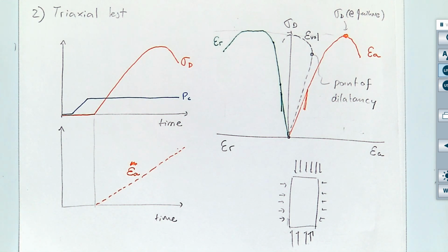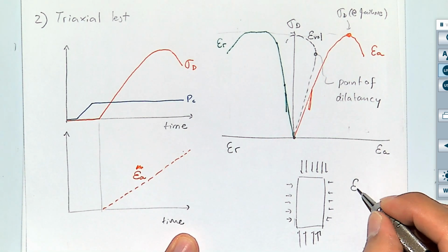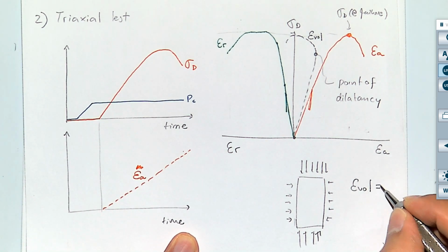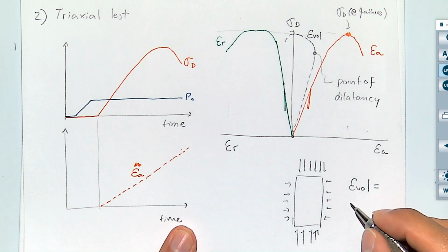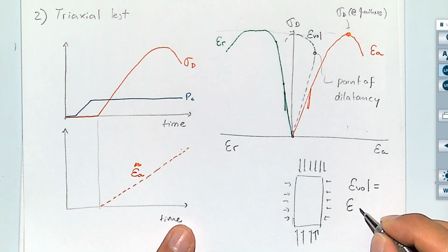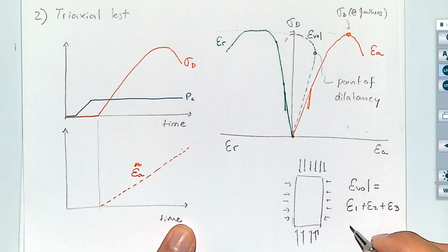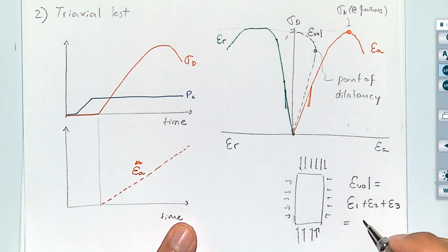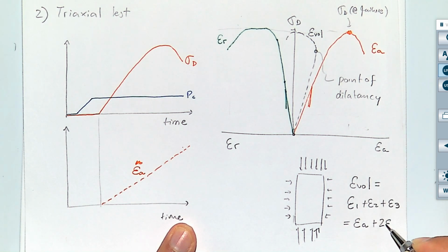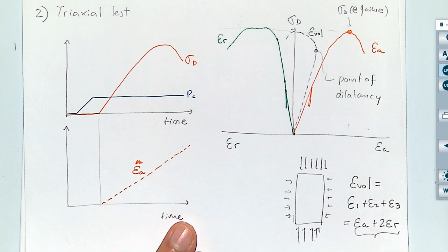Yes? How do you calculate volumetric strain? Volumetric strain for a triaxial test in general is epsilon 1 plus epsilon 2 plus epsilon 3, and for a triaxial test it is going to be the axial strain plus 2 times the radial strain because of symmetry.